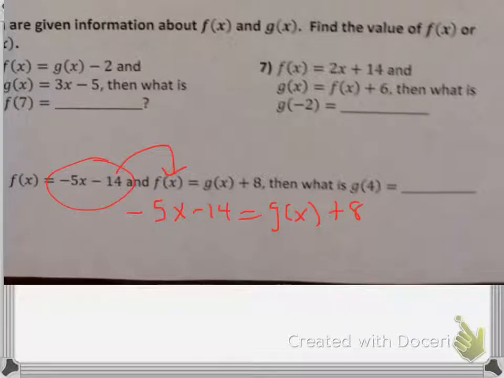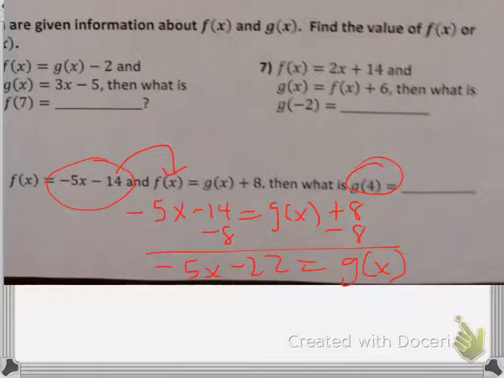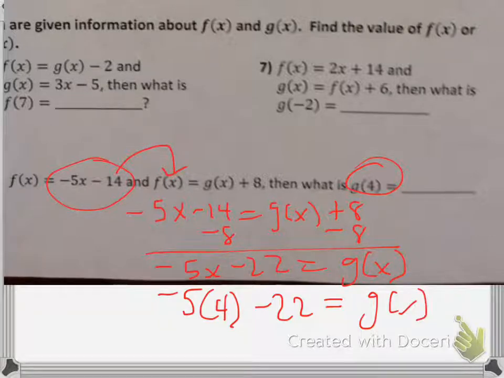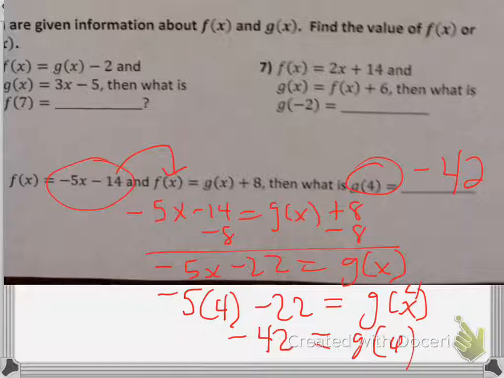So I can actually solve for what g of x is now by subtracting that 8 to the other side. So I get a negative 5x minus 22 equals g of x. So this actually works now. So I can take my 4 now and substitute it in place of the x. So negative 5 times 4 minus 22 equals g of x, or g of 4 in this case because I substituted the 4 in. So negative 20 minus 22 is a negative 42. And that's what g of 4 is, a negative 42.